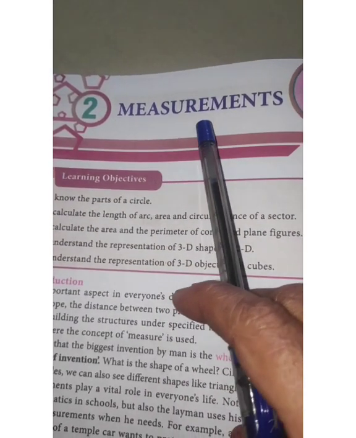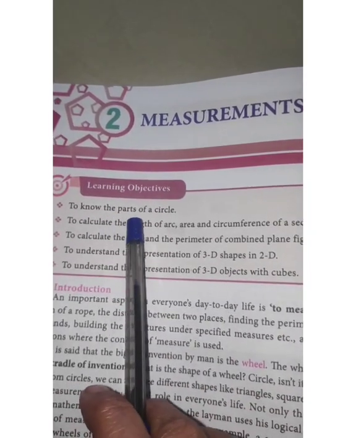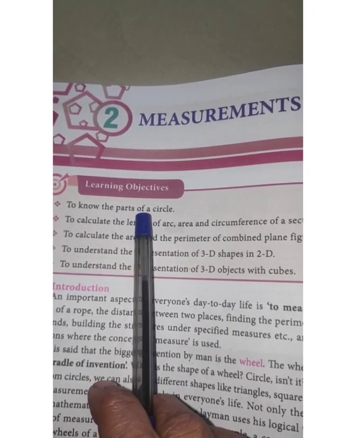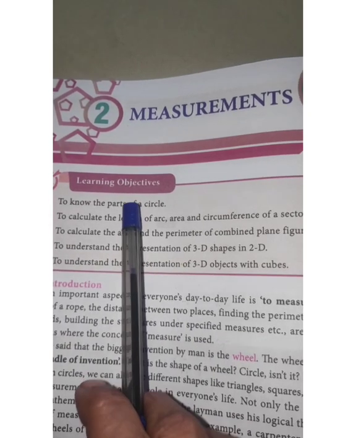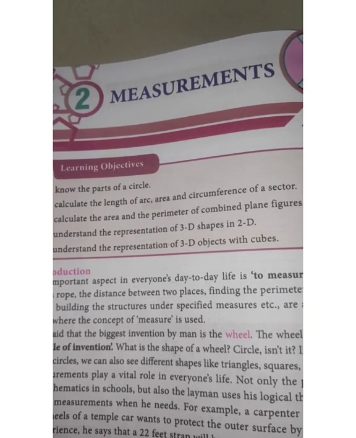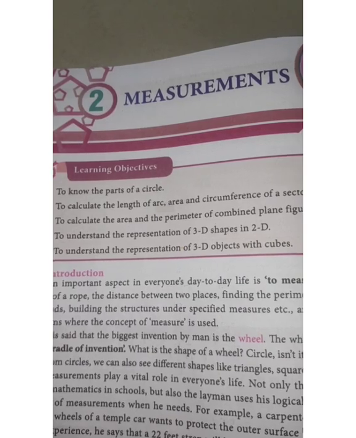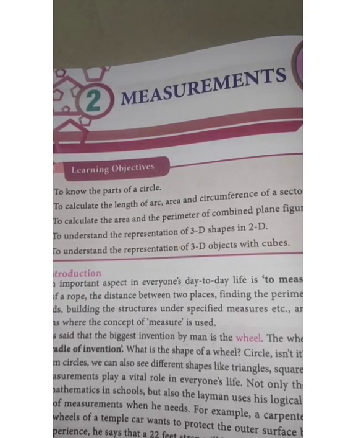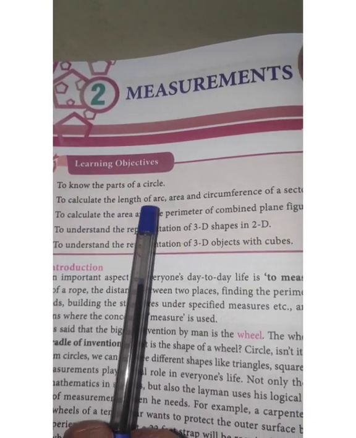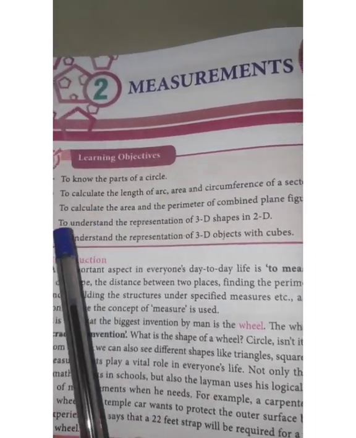Chapter 2, Measurements. Learning objective: to know the parts of a circle. You already know the center, diameter, and radius. This year you will study the sector, the length of the arc, and so on. Next, calculate the length of an arc and the area and circumference of a sector.